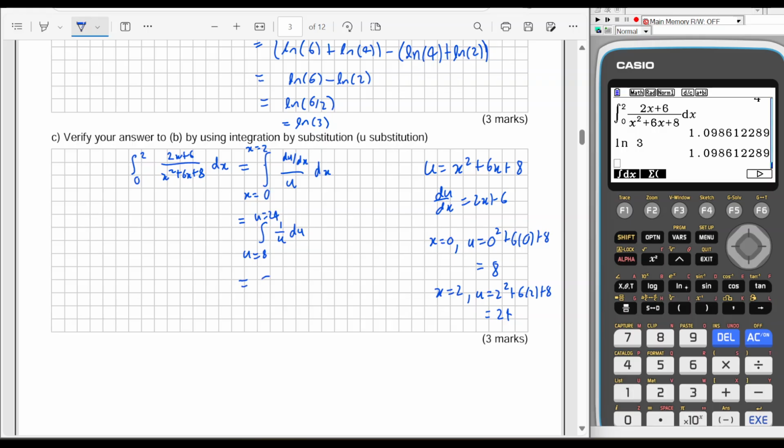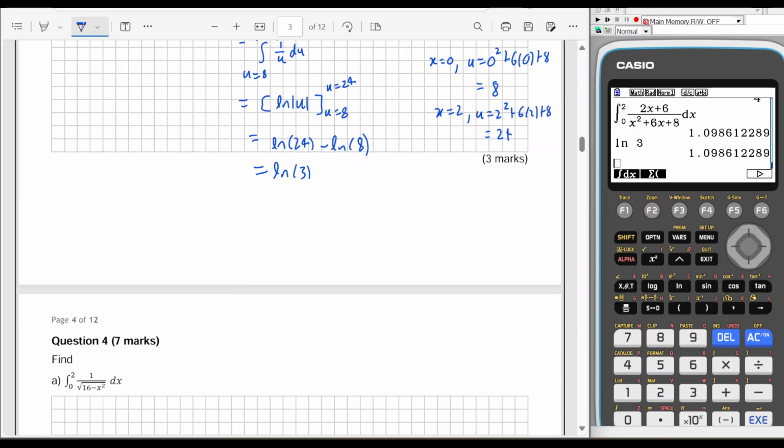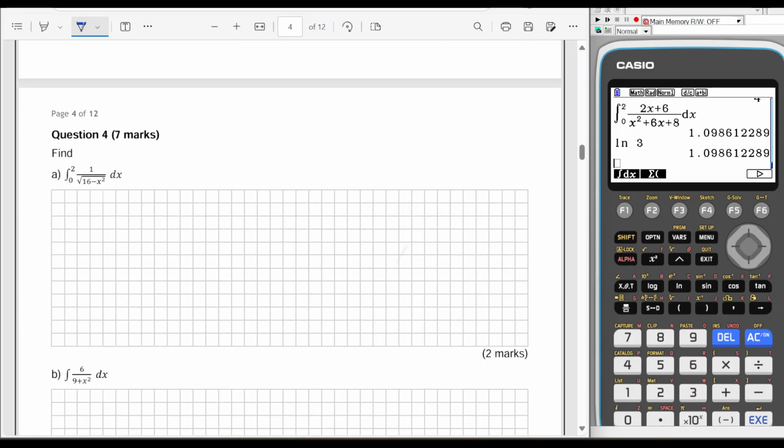Now, you don't have to do it like this. You can keep it as x values and then just sub back in your x. But by doing this, I never actually need to sub x back in. I can just plug my u values in straight away. This is log of 24, take log of 8, which is log of 3. So just be aware there are two different ways to do that question. I've subbed in particular u values.